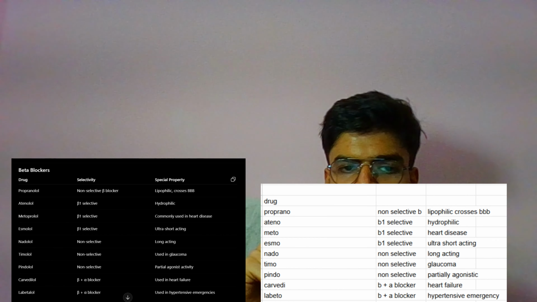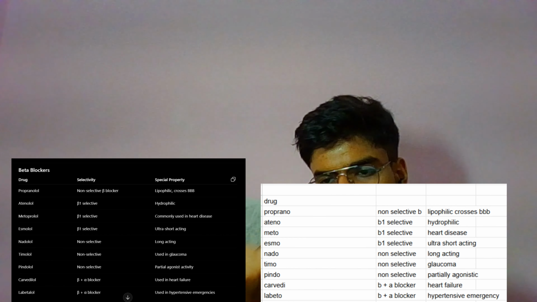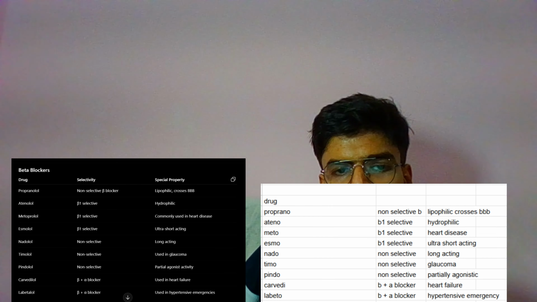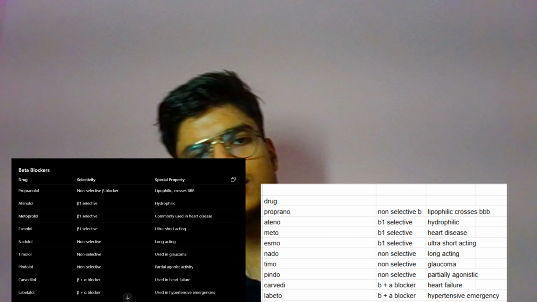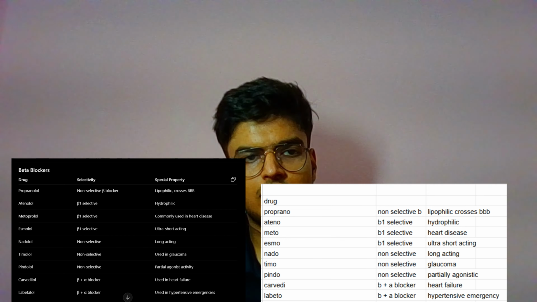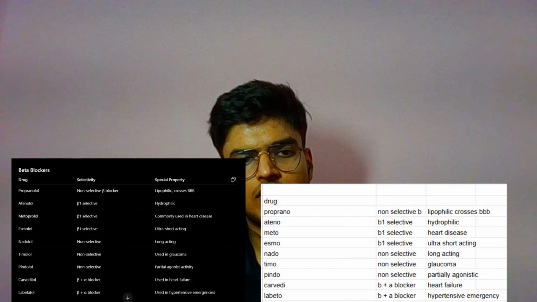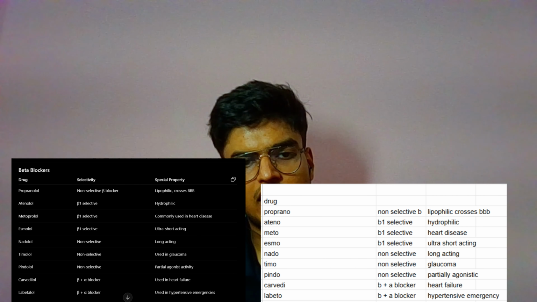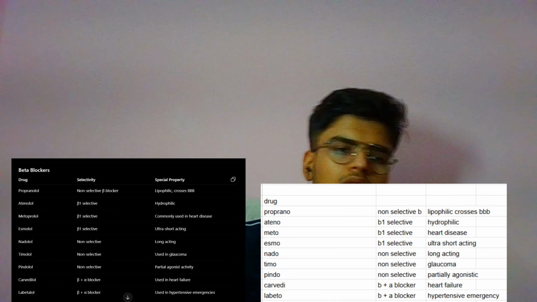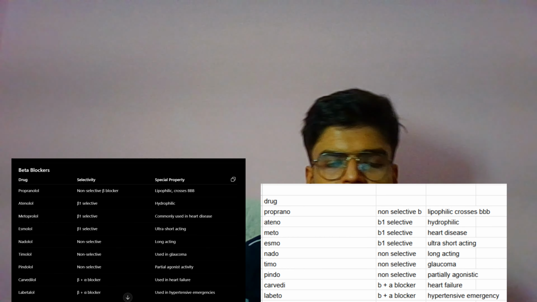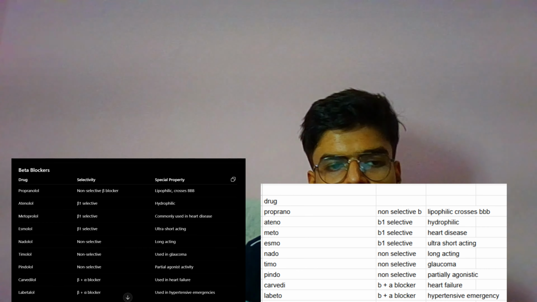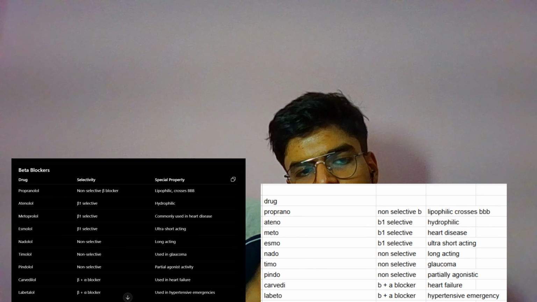Carvedilol is used in heart failure. Michelangelo was carving a painting and then he died of heart failure. Correct or not? Okay, then pindolol, partial agonist activity. What does agonist mean? Agonist means a substance that binds to a specific cell and triggers an action. Okay, Pindo binds with something and triggers a specific action. Like Pindo binds with Jaskirat and triggers a specific action.